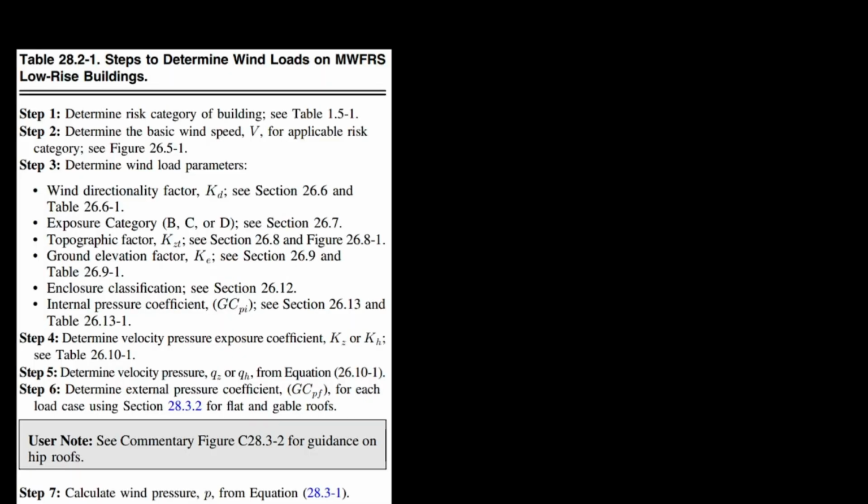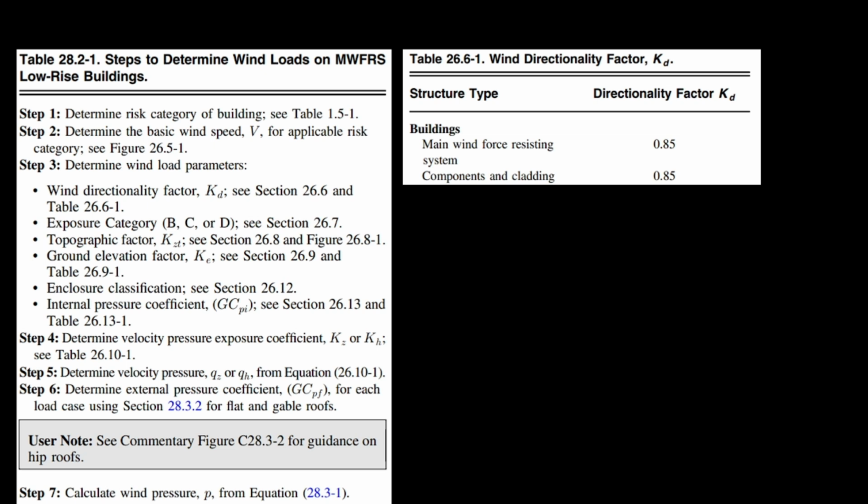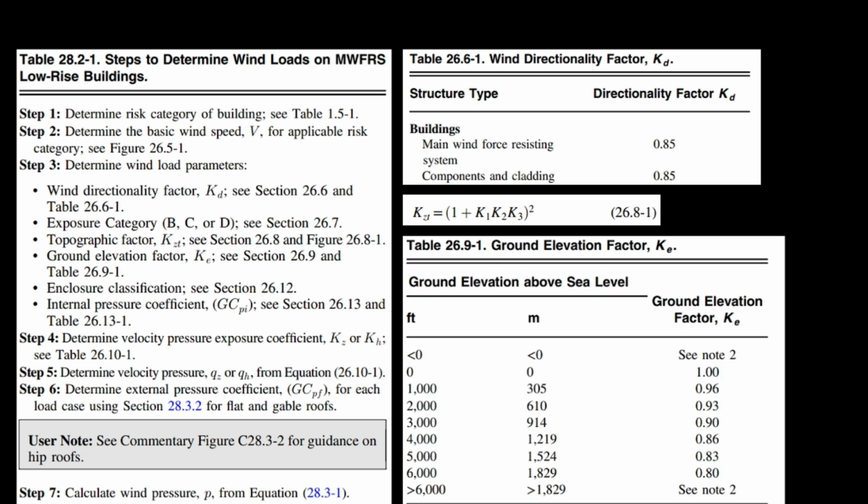The first step of many convoluted steps that you have to take to get your wind pressure, if you follow ASCE 7, is to calculate what's called the wind velocity pressure. First, it has you calculate your KD, and then your KZT, and finally your K sub E factors. These factors are influenced by your structure type, locations, and elevation, and they in turn influence your velocity pressure from step 5 over here.